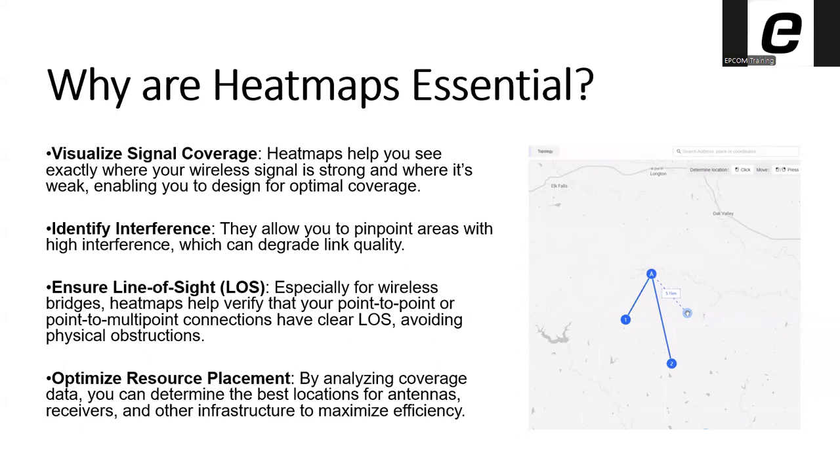Another thing that is very important is identifying interference. Heat maps allow you to pinpoint areas with high interference, which can degrade link quality. And ensure line of sight. This is very important, especially for wireless bridges. Heat maps help verify that your point-to-point or point-to-multipoint connections have clear line of sight, avoiding physical obstruction.